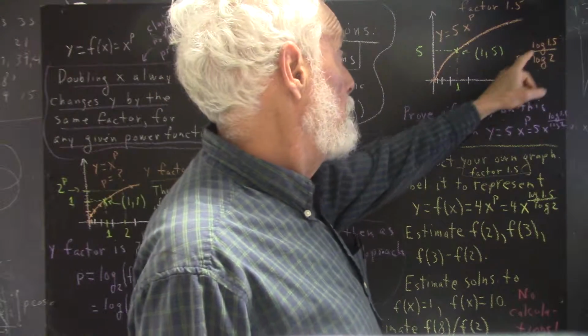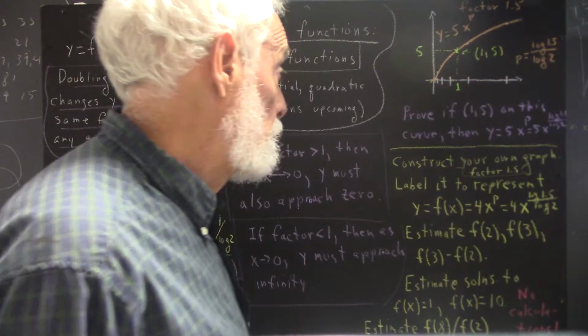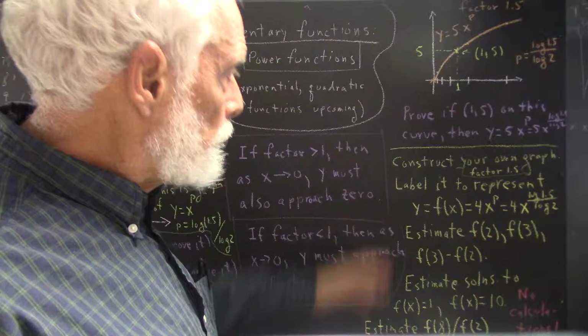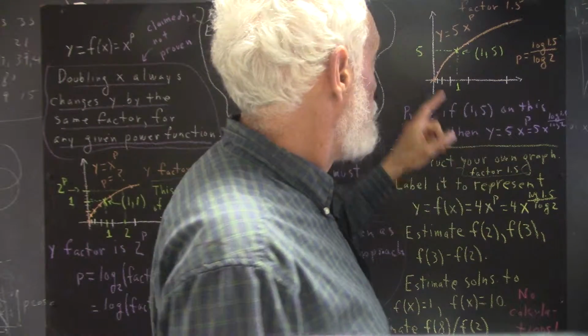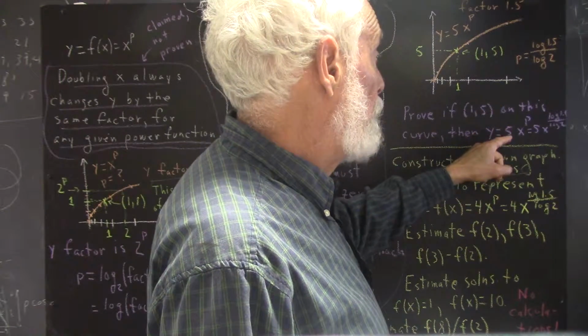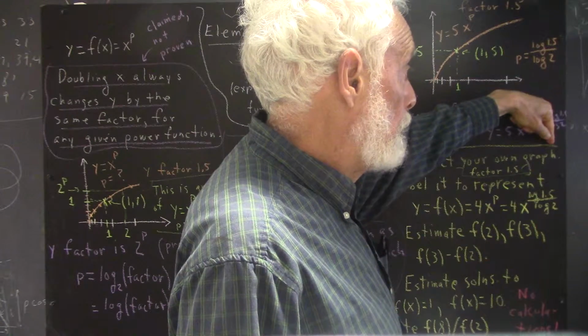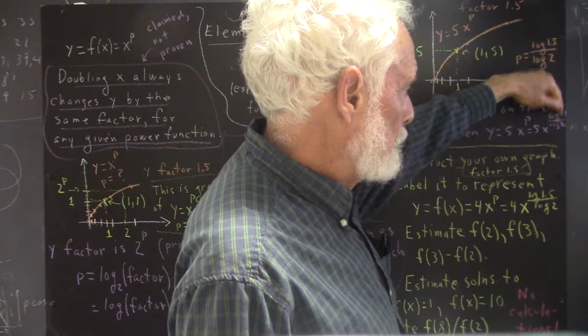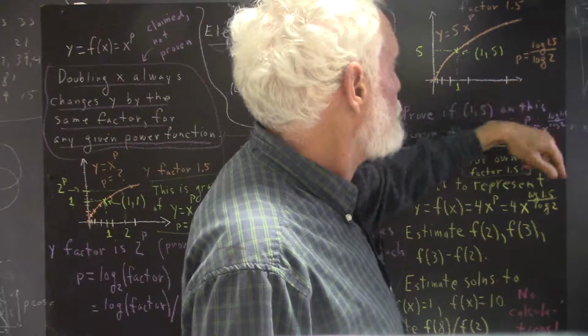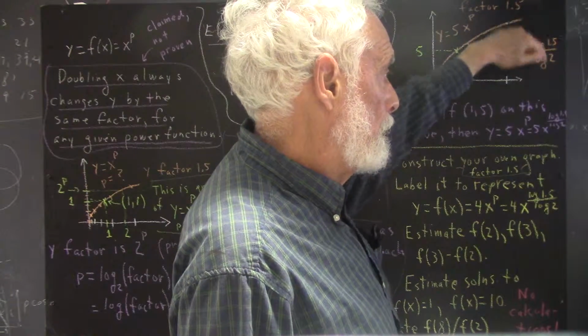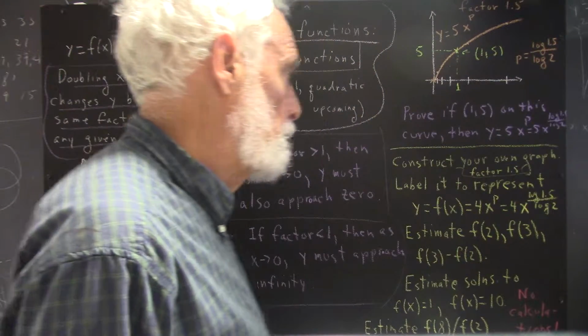So, again, p is log 1.5 divided by log 2. What I ask you to do is prove that if 1, 5 is on this curve, then y equals 5x to the p, where p is log of 1.5 over log of 2. Now, that's not written very well, but that's all it says. And we've already declared that p is the log of 1.5 over the log of 2.